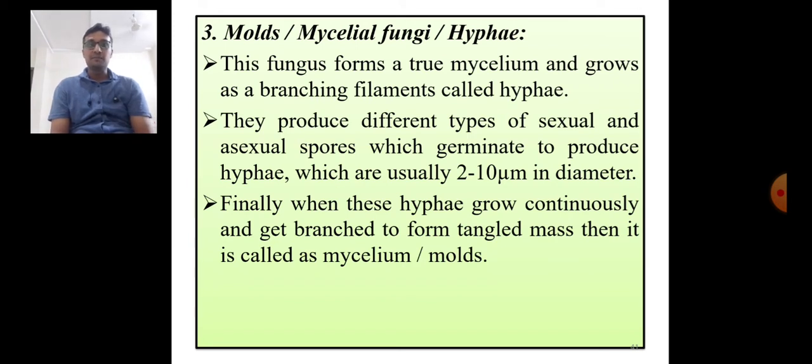Now try to understand. This fungus forms a true mycelium. Molds basically form a true mycelium, and that's why they are called the mycelial fungi. This third type, called mold, has an ability to form a true mycelium, and that's why it is called the mycelial fungi, and it grows like a branching filament. Note its shape: it looks like a tree. It grows just like a branching filament, which is called the hyphae.